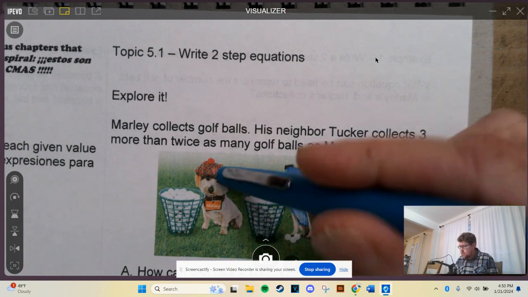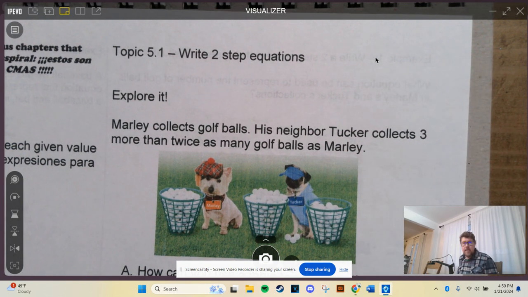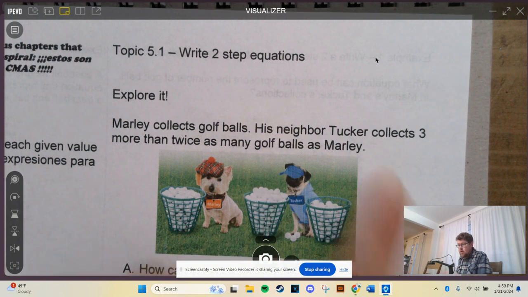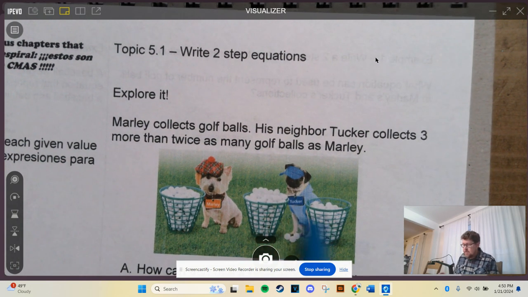We've got these two dogs right here. We got Marley, this West Highland Terrier, and we got Tucker, this pug, right? They both collect golf balls. Marley collects golf balls. His neighbor Tucker collects 3 more than twice as many golf balls as Marley. So obviously this dude's better at his job, right?